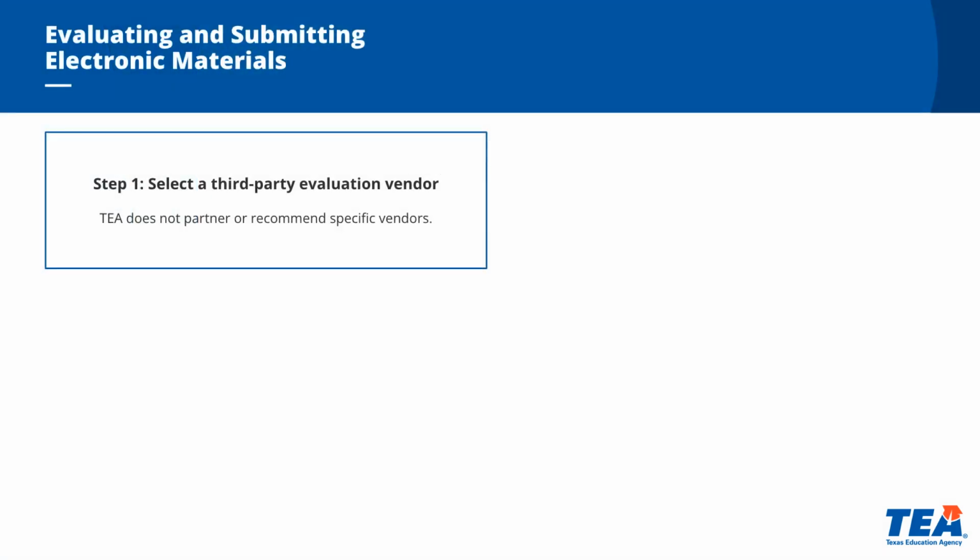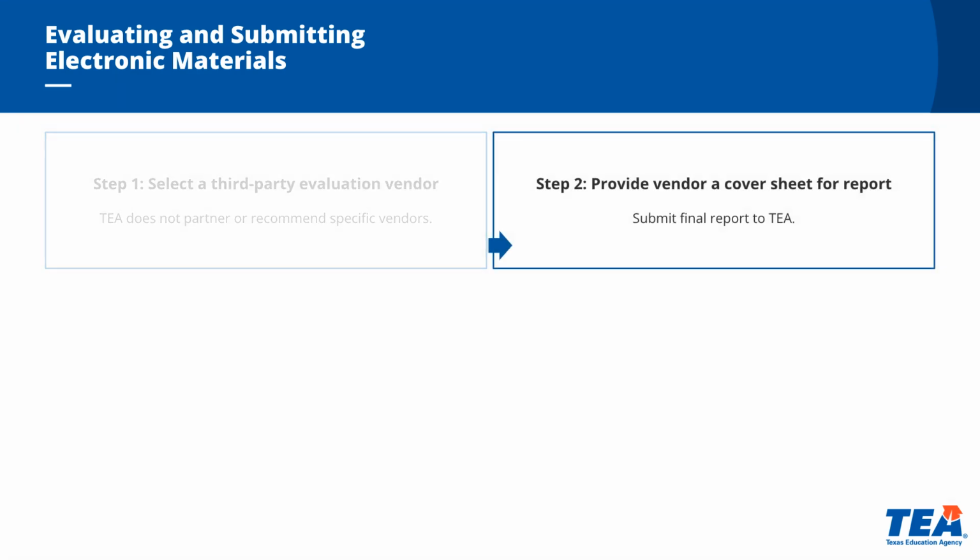For electronic materials, the process begins by selecting a third-party vendor to review your materials. Although publishers may select any third-party reviewer, if you need resources, a list of vendors will be shared later in this video. You will need to provide the vendor with the Accessibility Compliance Report cover sheet found on the TEA website. Once the review has been completed, submit the report and cover sheet to TEA.